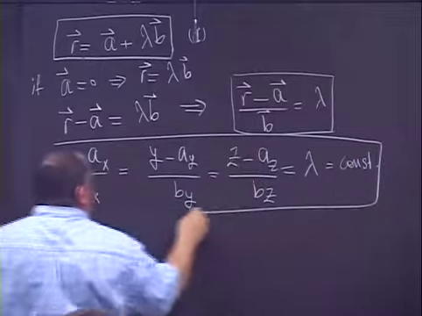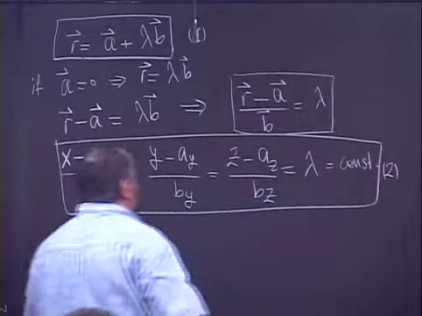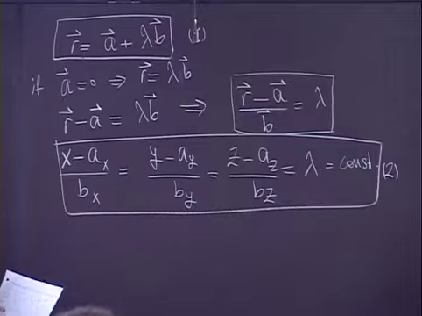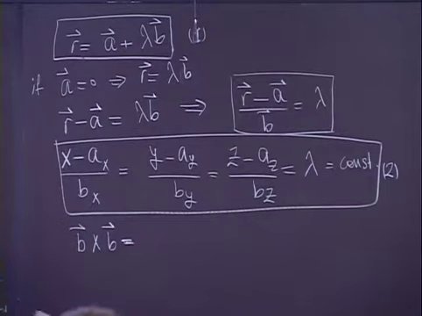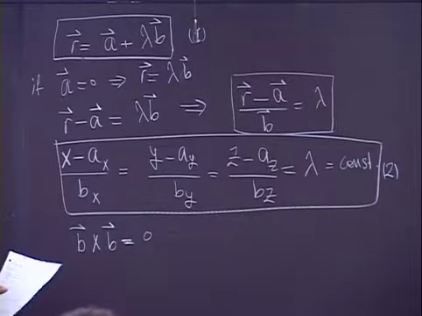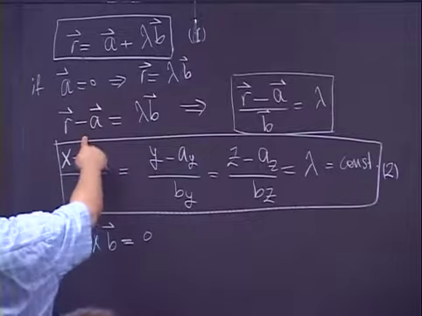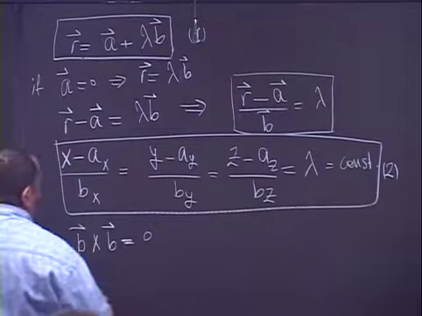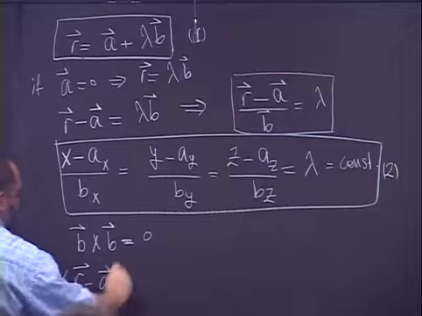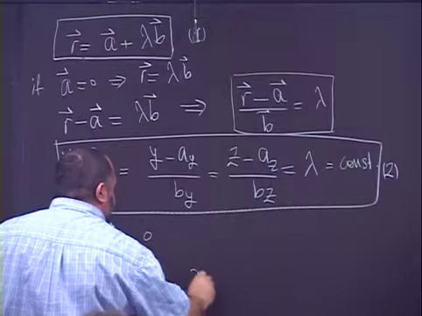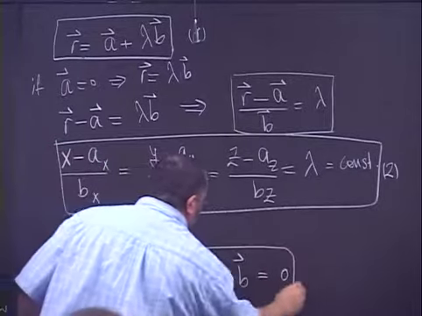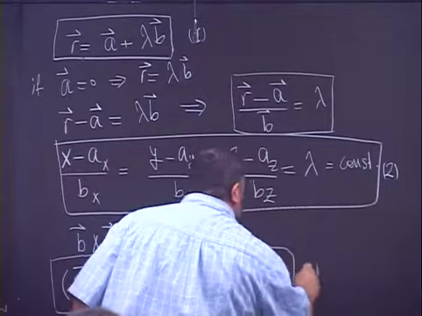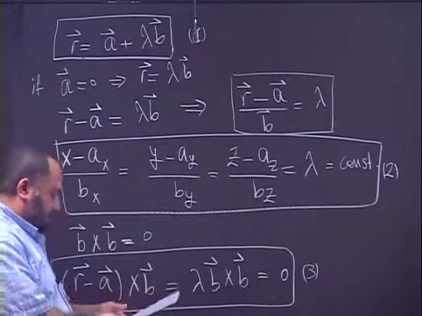So this is another representation for the equation of line. If we take b cross b, what's the value of b cross b? 0, because you take the line with itself, and in this case the angle is 0, so sine 0 is 0. So you can take this equation and just cross it with b, and this will give you r minus a all crossed with b is equal to lambda b crossed with b, and this will give you 0. So this is a third representation for the equation of line: r minus a crossed with b is equal to 0.